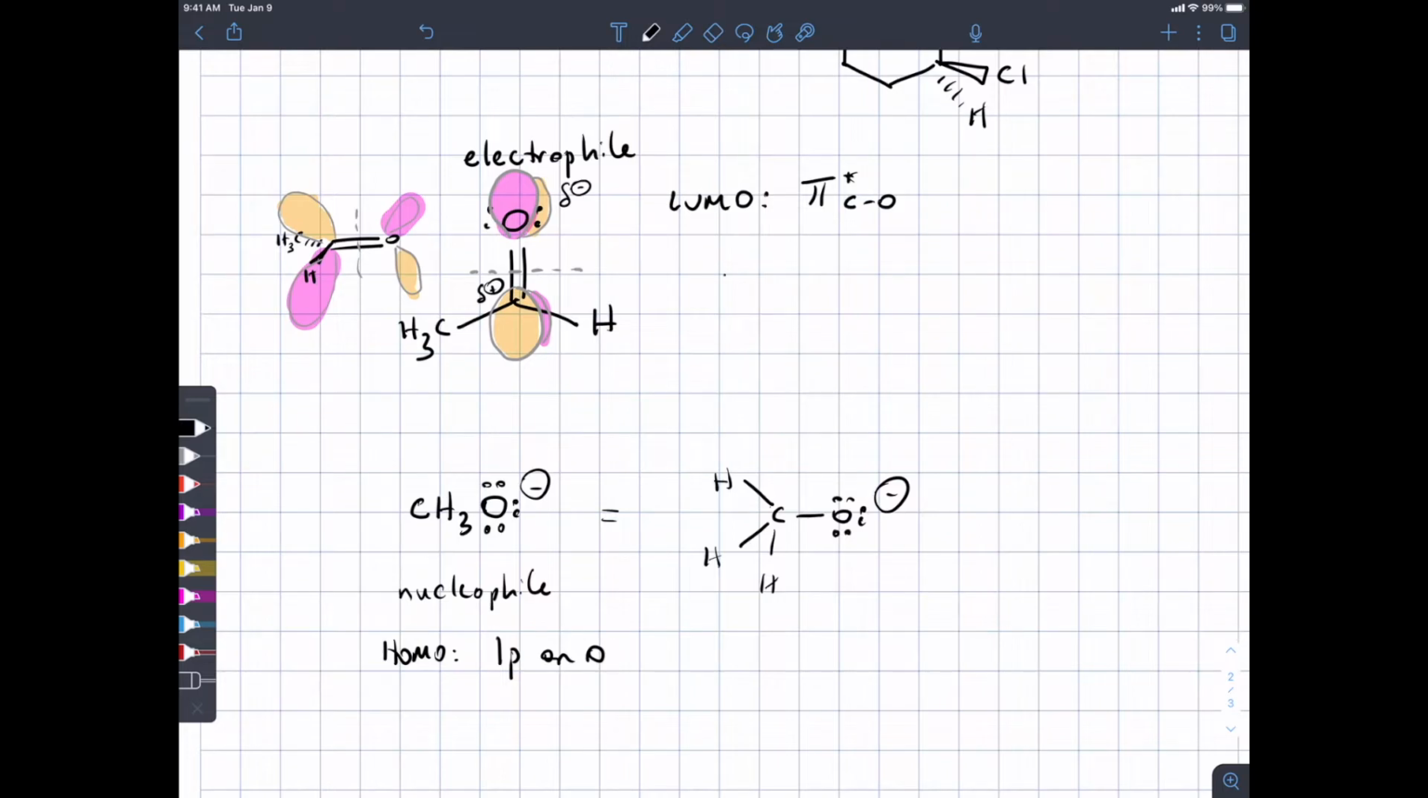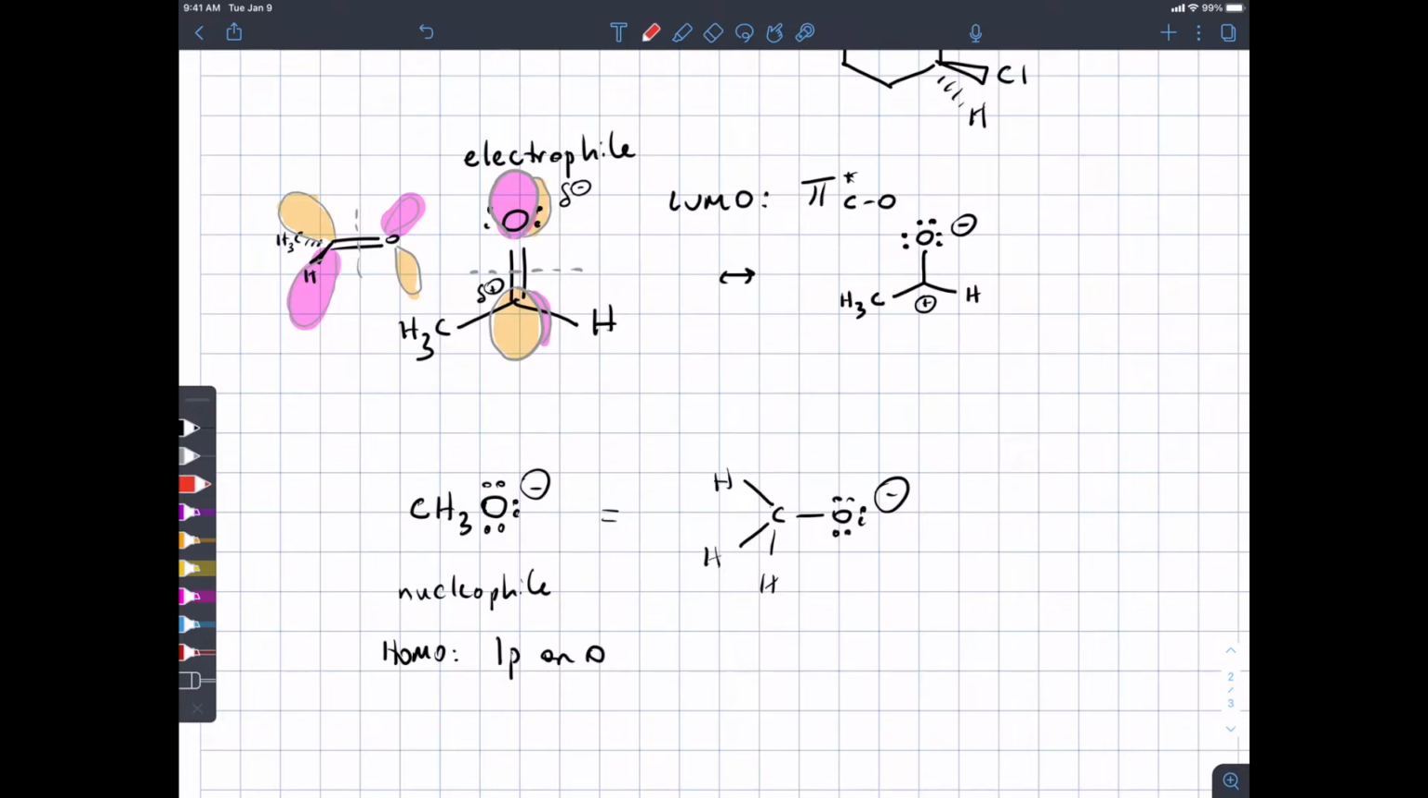The other thing you can do is draw a resonance structure in which you move the pi electrons out onto the oxygen and you get this alternative resonance structure. It's certainly not a great resonance structure. It's a minor contributor, but it does sort of represent the reactivity of this molecule. You expect it to be electrophilic on the carbon.